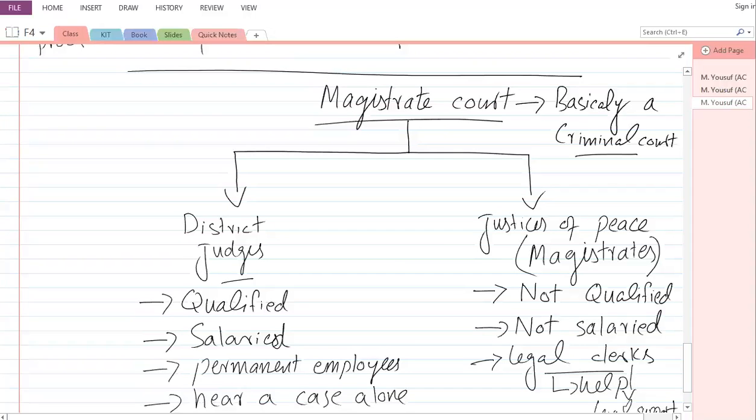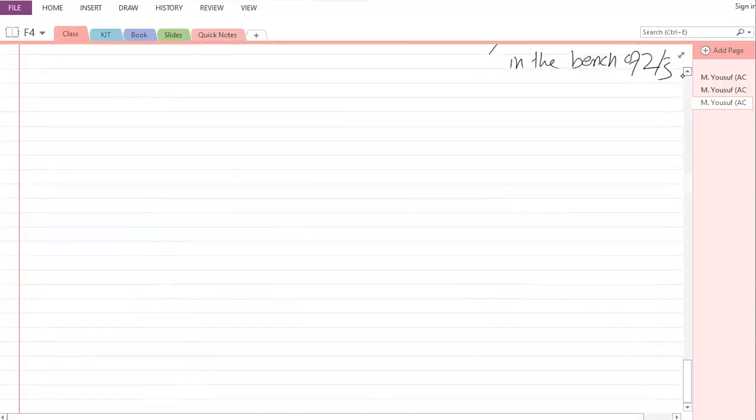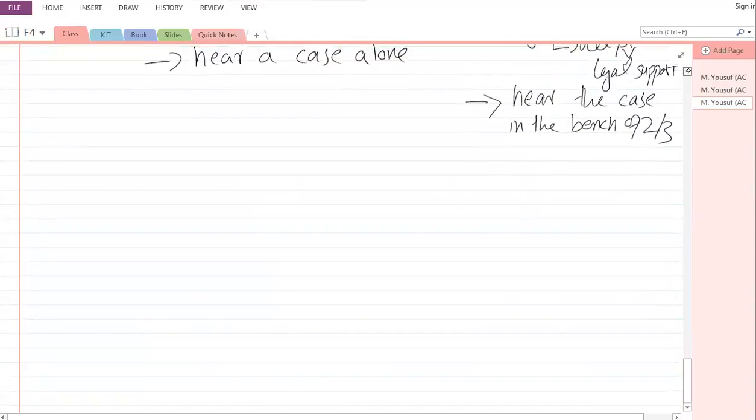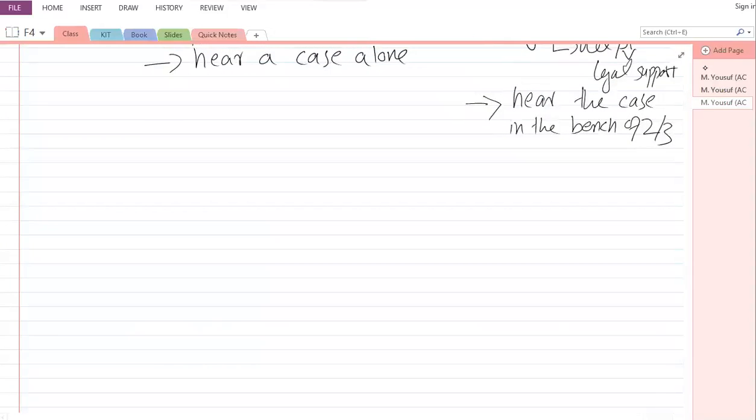So dear students, we were discussing that there are two types of judges, district judge and the Justice of Peace. So after the understanding of the structure of the judges at magistrate court, let's proceed, and we will now discuss the jurisdiction of the court.